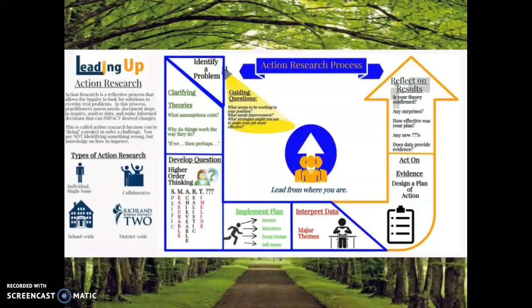Talk about clarifying theories. What assumptions exist and why do things work the way they do? Think of statements like if we, then perhaps to guide your thinking. Then as you develop a question, remember to use higher order thinking. The SMART model listed below will help you guide those questions in order to think critically about your topic.